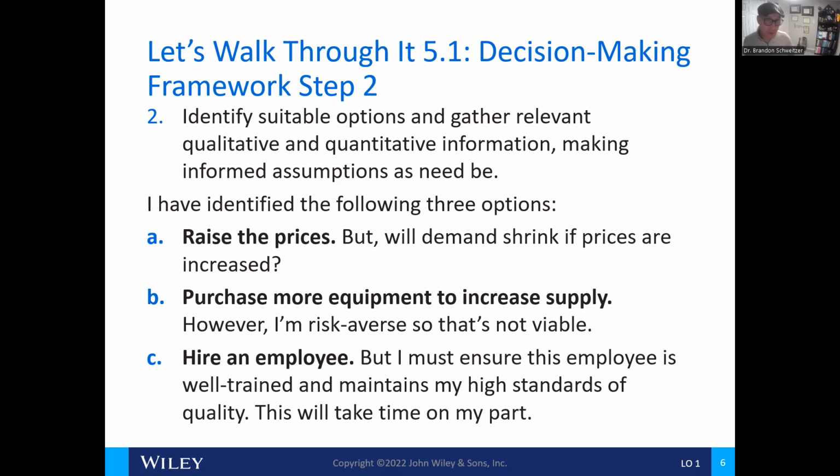And the third option is to hire an employee. We have to make sure that the employee is well trained in the manufacturing of dog biscuits and maintains a high quality standard. This will, of course, take time on the owner's part.